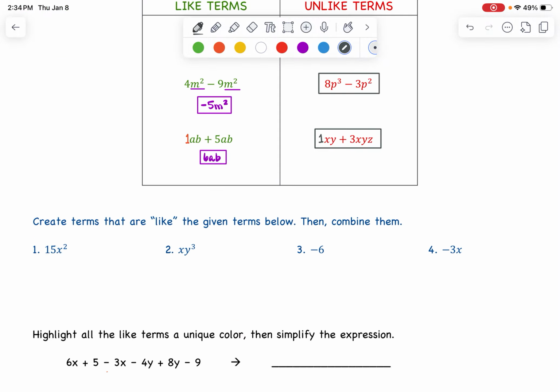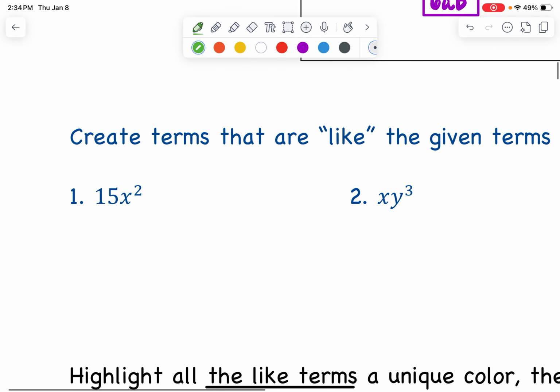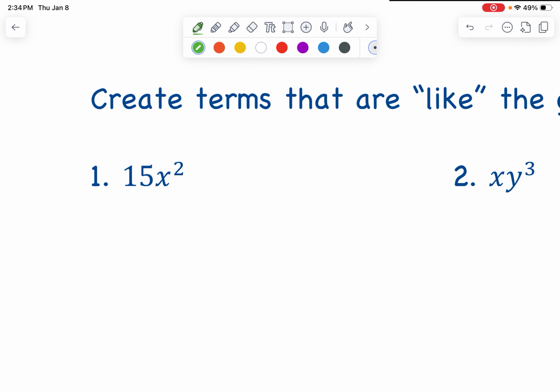All right, so here we're going to practice creating some like terms really quick. So let's look at 15x squared. So I just want you to think to yourself, what would be a term that would be like 15x squared? Well, the 15 part doesn't matter. The x squared is what I'm looking at. So I would need another x squared term. So I'm just going to make one up. How about 3x squared? These would be like terms, right? Because they are both x squared terms. And if I wanted to, I could totally add them together because they are like terms, which would give me 18x squareds. All right, so again, as long as they are like terms, we can combine them.